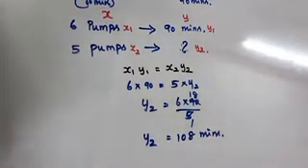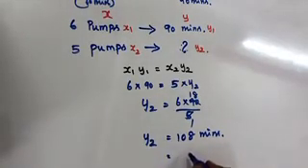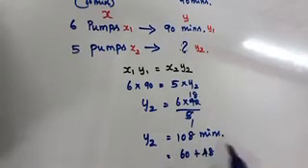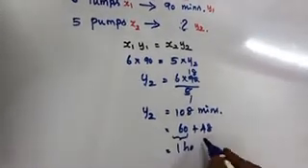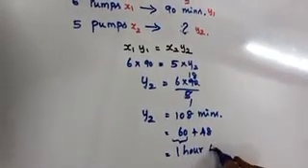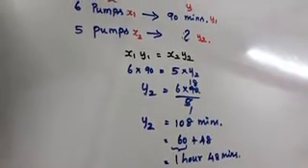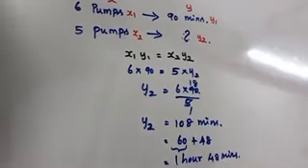Shall we convert it? So 108 minutes. So 60 minutes is 1 hour, right? So 60 plus 48, 108. I write 108 as 60 plus 48. So it is 1 hour and 48 minutes. It took 1 hour and 48 minutes to fill the sump.